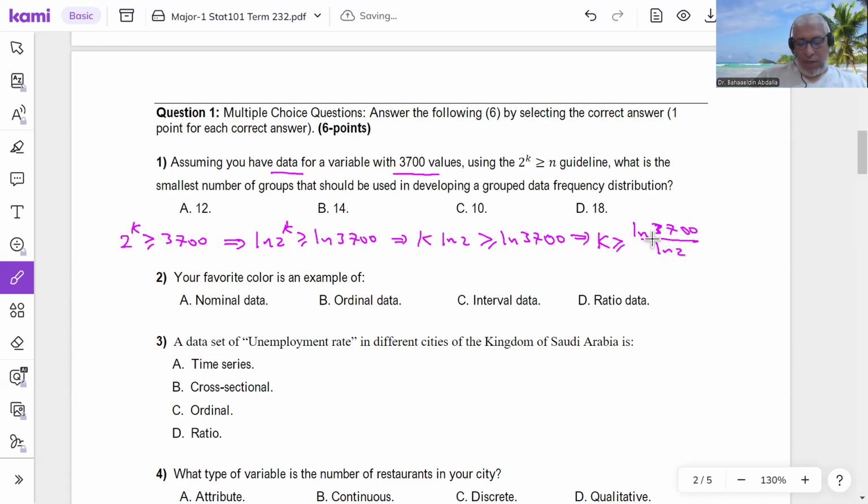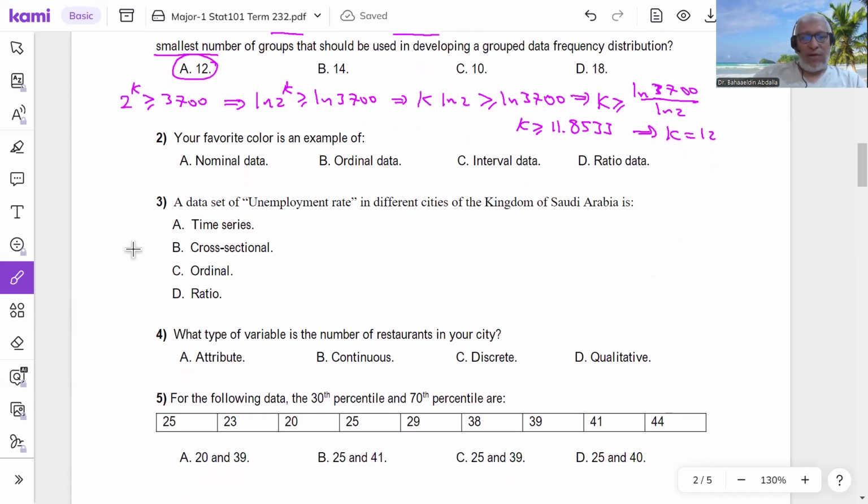Now, if you use the calculator to find this number, you will find it 11.8533, and so on. So k should be a number greater than 11.8, and it's the number of groups, so it has to be an integer. So we choose 12. We can choose 12, 13, 14, but he is asking about the smallest number of groups. So 12 is the correct answer.